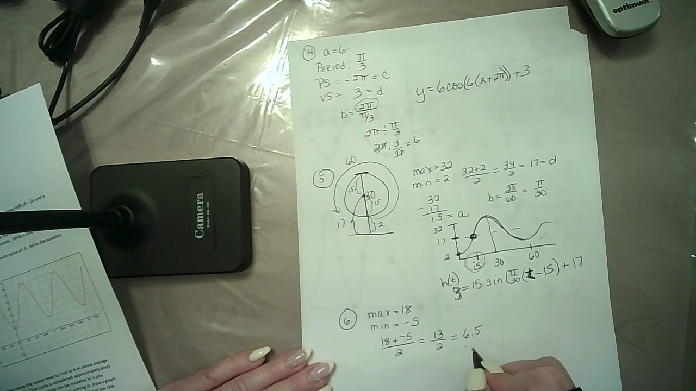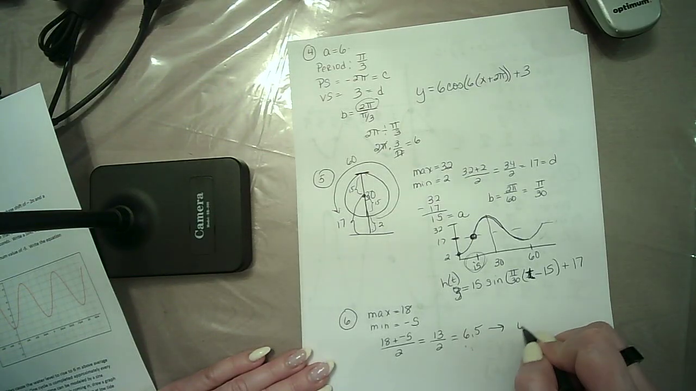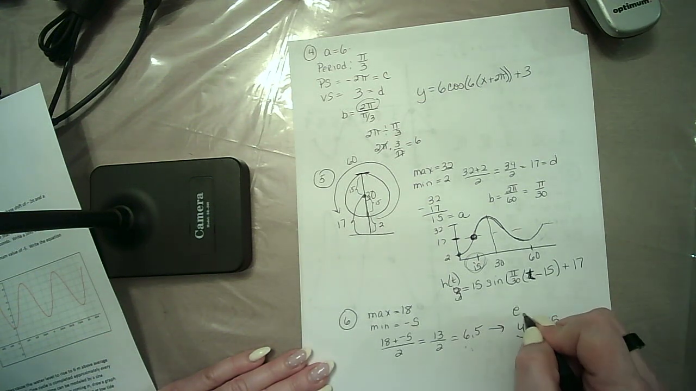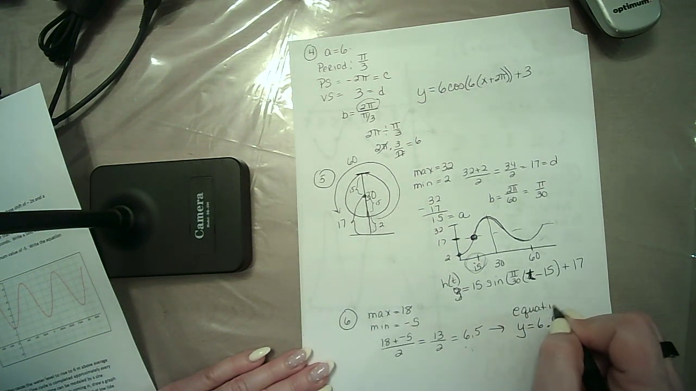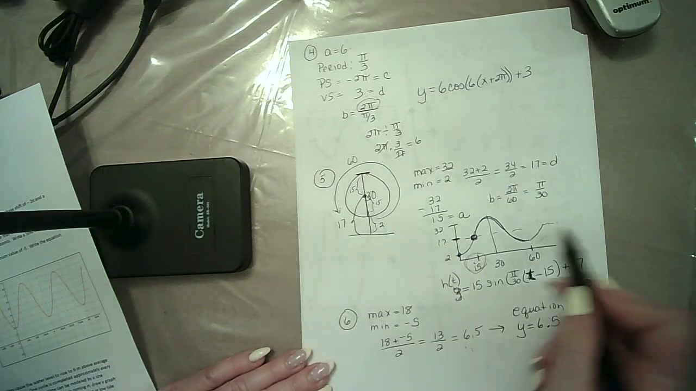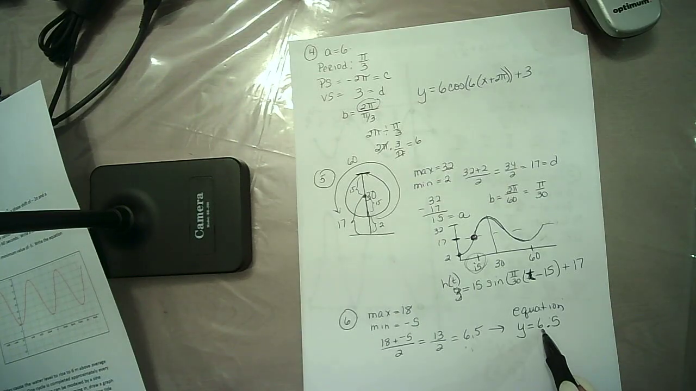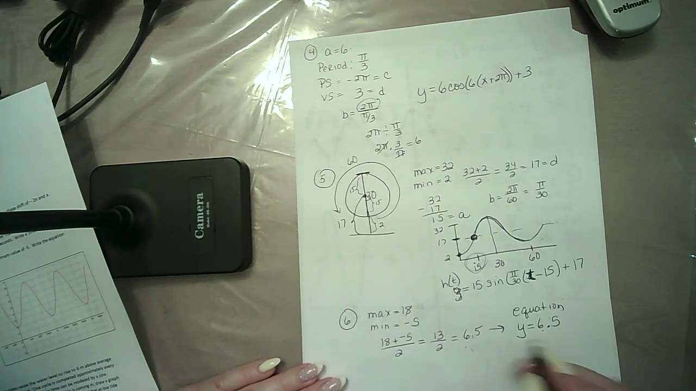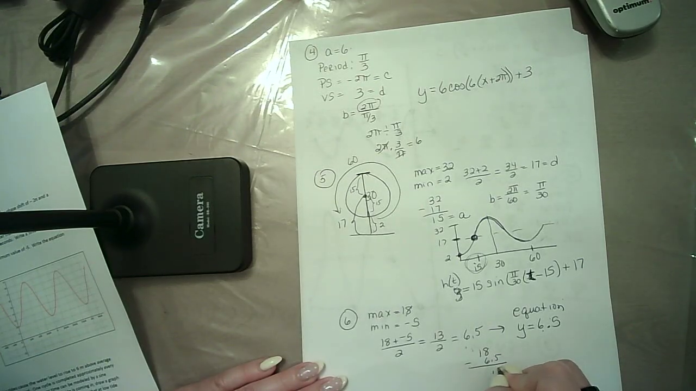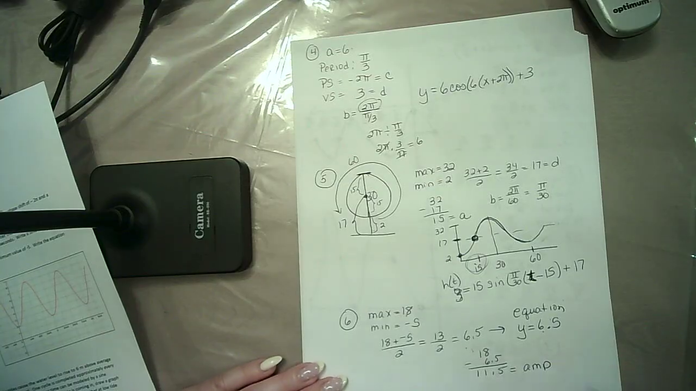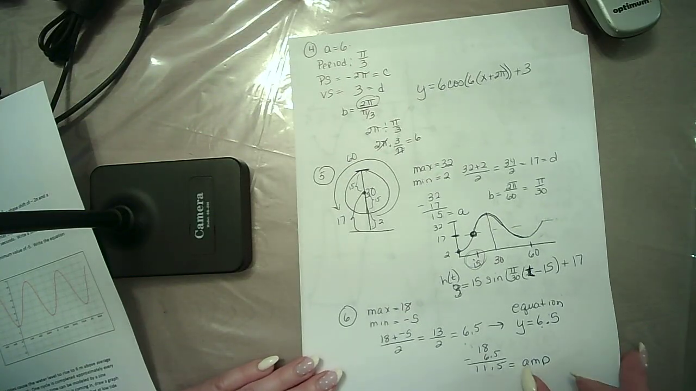Not the answer. This would be wrong. You have to write y equals 6.5. They want an equation. It's a horizontal line. Okay, and it's also asking me for the amplitude. Well, if the middle is 6.5 and the highest is 18, we just do 18 minus 6.5, and we get this for the amplitude, 11.5. Okay.